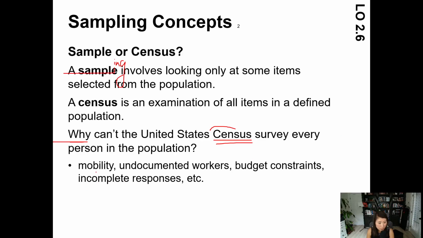So mobility: people move around, and they might not get the census survey. And also we have undocumented workers, who will never get into a census survey. And also the budget constraint. If this survey requires everybody in the United States to fill it in, what about a budget cut? They cannot mail all the paperwork, so what's going to happen? And also incomplete responses. Some people receive the census and don't care, they just put a random answer on it, right? So all of those can be the weaknesses of the census, right?